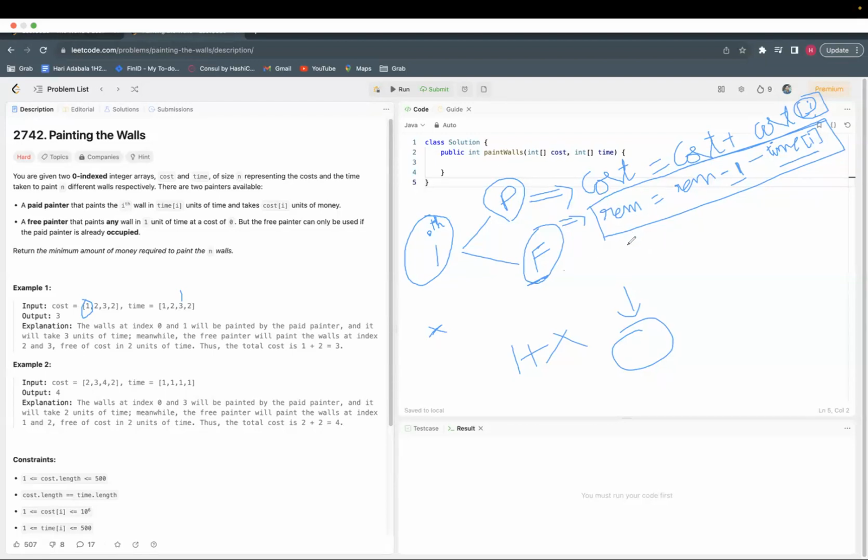We just move on to the next one, right? So in that case, the cost will not get increased. We will move to the next state, leaving this.